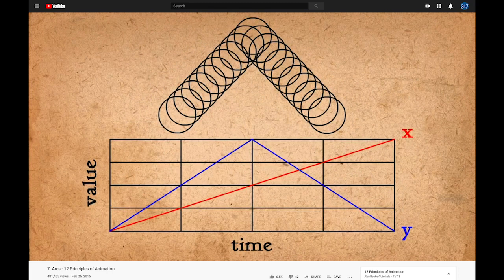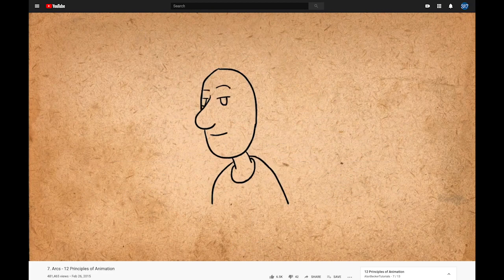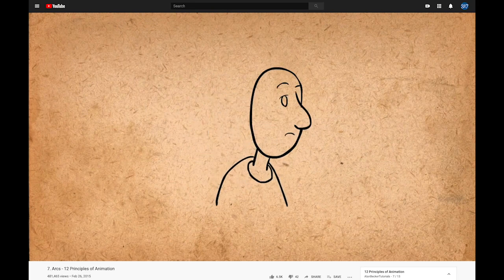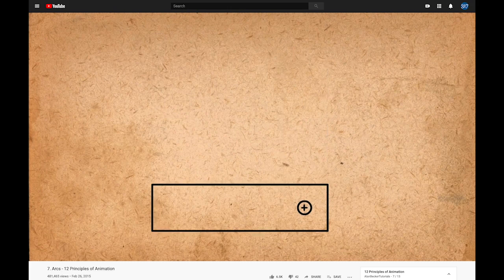When doing this in 3D and motion graphics, we can achieve this effect by keeping the movement in the x-axis constant, but giving the movement in the y-axis a slow in and slow out. This will give the ball its arc. Now let's look at this head turn. Right now it looks pretty dull and straight, but if we add an arc to it, it gives it a little bit more character.